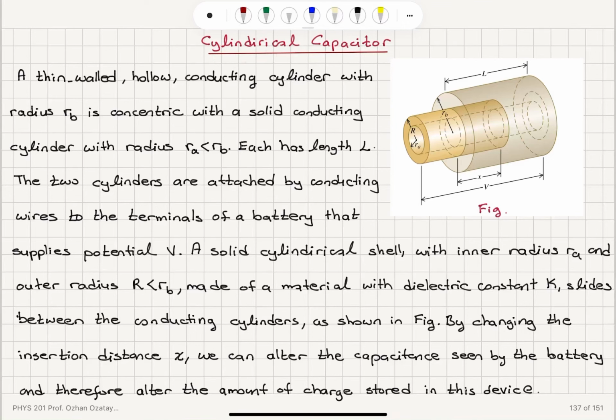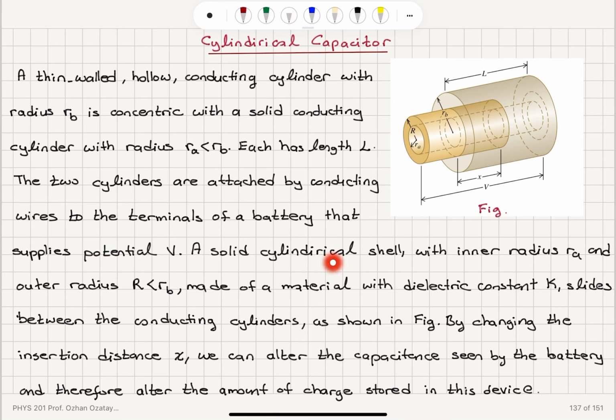Cylindrical capacitor. A thin-walled, hollow, conducting cylinder with radius r sub b is concentric with a solid conducting cylinder with radius r sub a less than r sub b. Each has length capital L. The two cylinders are attached by conducting wires to the terminals of a battery that supplies potential V.